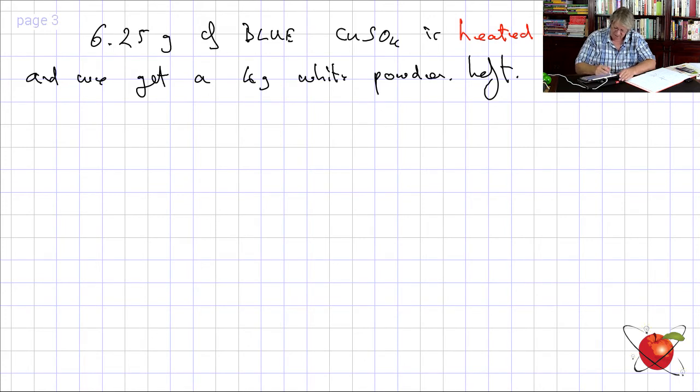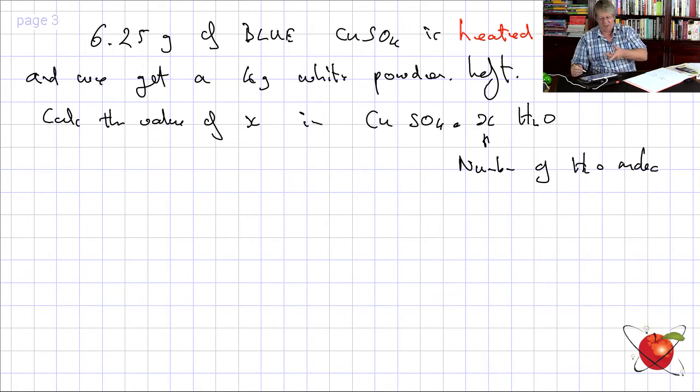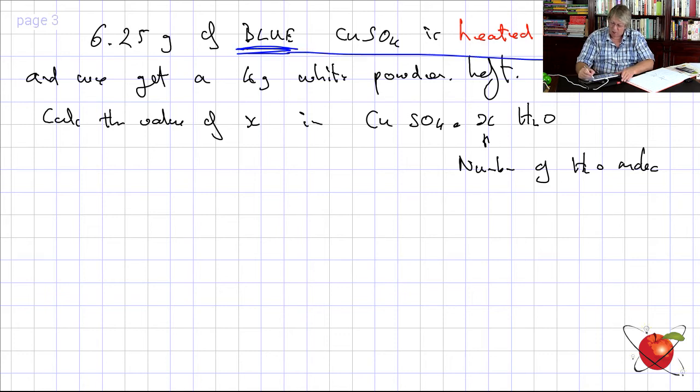They say calculate the value of X in CuSO4·XH2O. This is the number of H2O molecules sitting on the surface. That's what we're looking for. So first of all, what have we got? We've got blue copper sulfate. Very important. Whoops, I put green, blue. That means it's got water on it. It's blue.